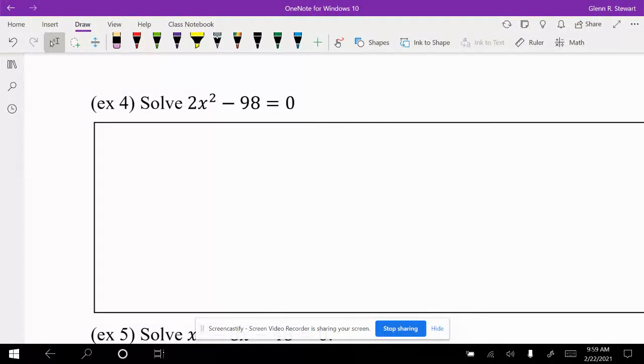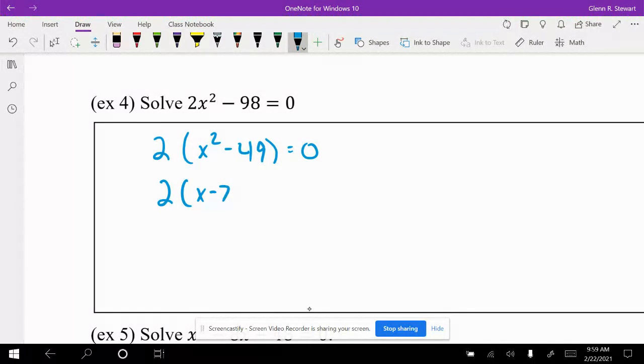Try example 4. Hopefully you took out a 2 and made it x squared minus 49 equals 0. And then hopefully you also saw that x squared minus 49 is a difference of squares: x minus 7, x plus 7 equals 0.